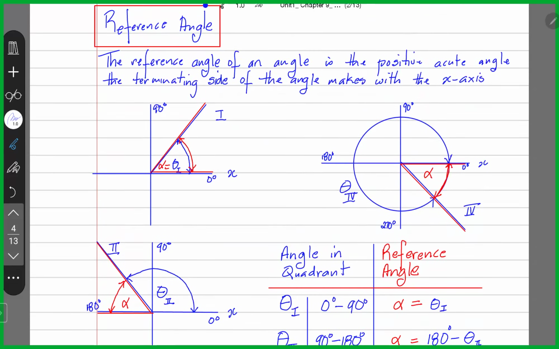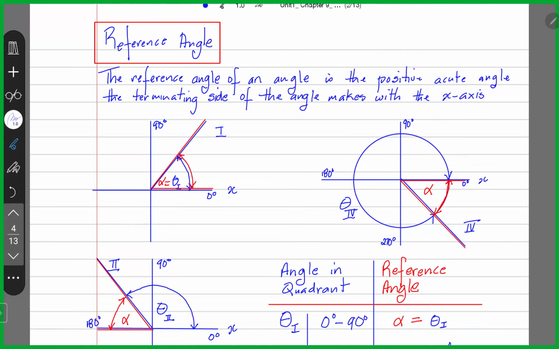So now in the diagrams here, the red angle is the reference angle, and theta is the angle. In each diagram, alpha is the reference angle and theta is the angle. So alpha is the reference angle of theta.